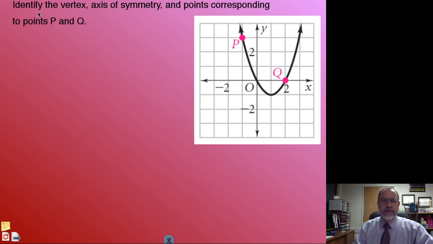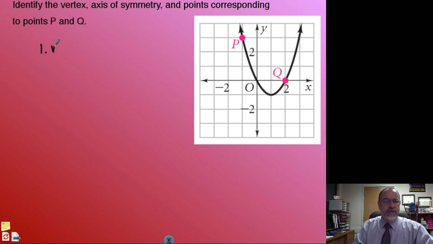Some questions you might run into are something like this. Identify the vertex, so that's one thing we have to do. Write the axis of symmetry, that's the second thing we have to do. And then list any points that correspond to P and Q. So we have 3 things that we need to do.